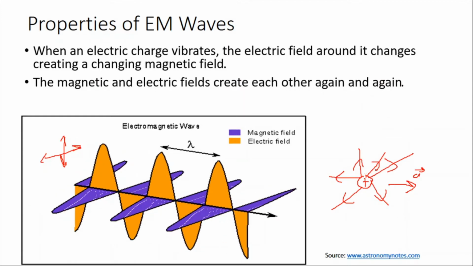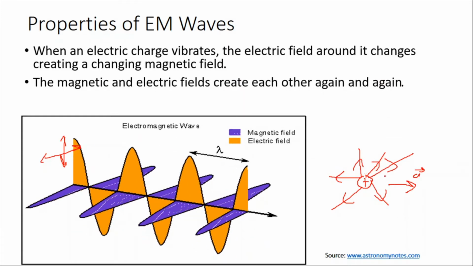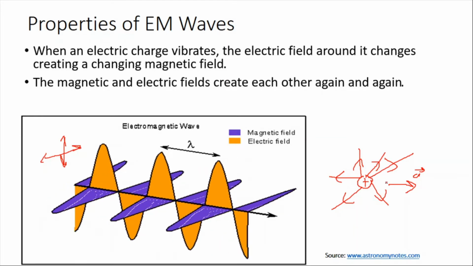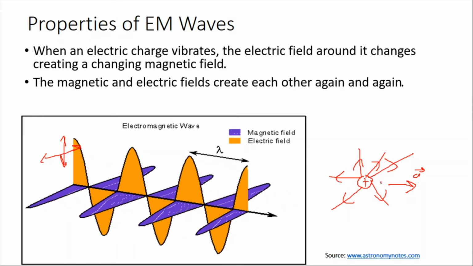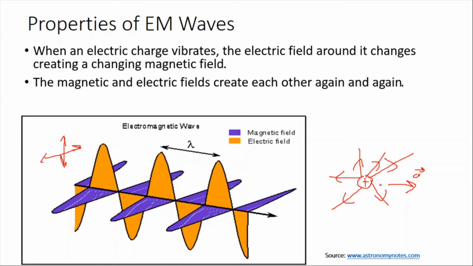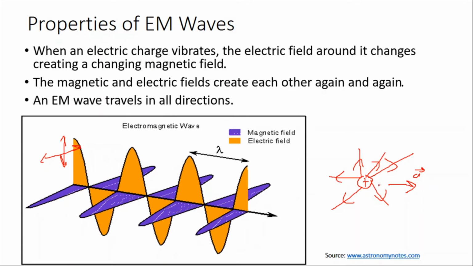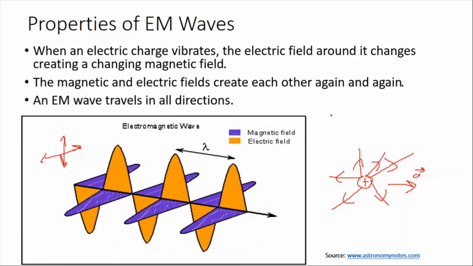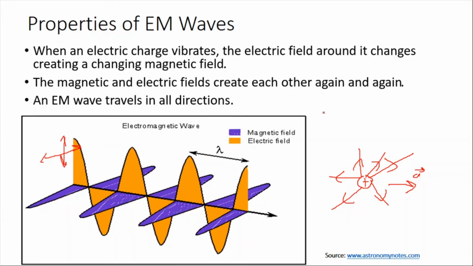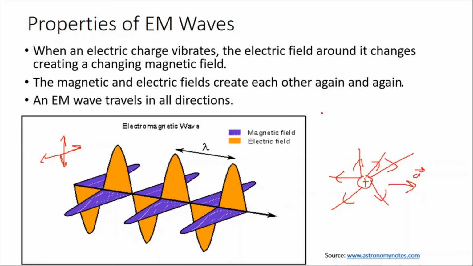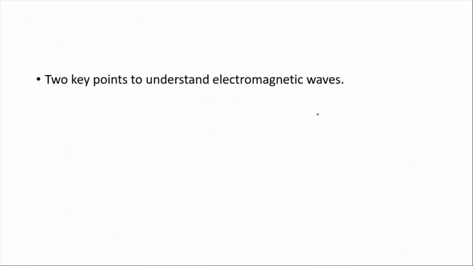Once an electric field is changing, it creates a magnetic field, and this changing magnetic field again creates an electric field, so they create each other again and again. That's why they are propagating. Electromagnetic waves travel in all directions. For example, when you turn on your lamp, you see the light from all directions, so it travels in all directions.